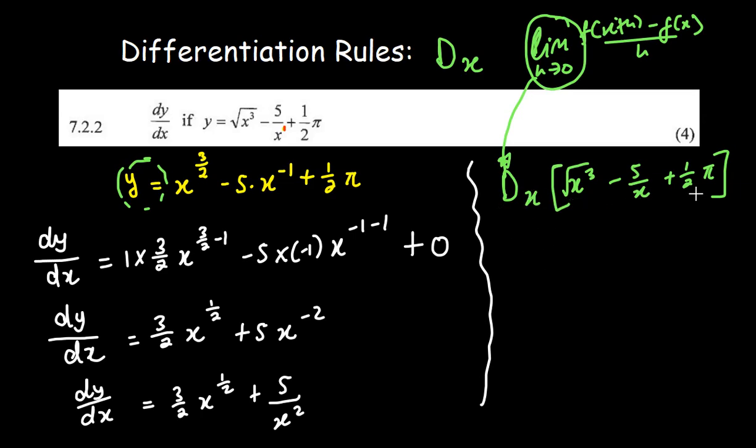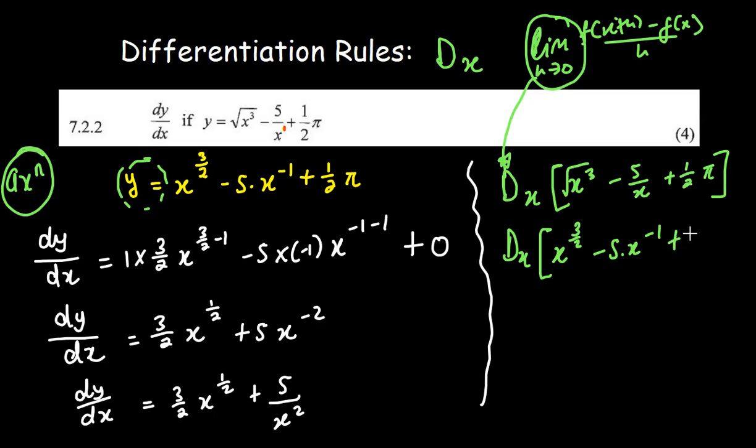So you have your expression inside the bracket. If it's not in the form of ax to the power n, what do you do? You simplify in that bracket. So you say dx, and then you open that, and here it will be x to the power 3 over 2. What about here? It will be negative 5 times x to the power negative 1, and then that will be half pi. Just as we simplified it here, we are also simplifying it here. However, we write dx. So here we write y is equal to, here we write dx.